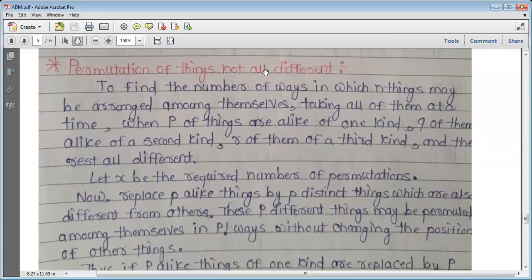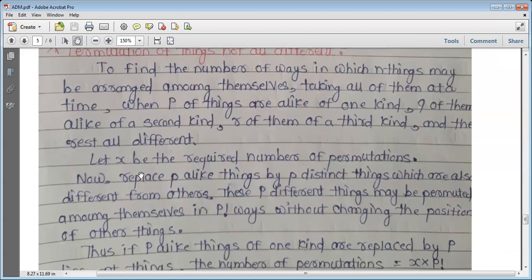Now the next topic is permutation of things not all different. Let us find the number of ways in which n things may be arranged among themselves, taking all of them at a time, when p of the things are alike. Here n things are present, in which p things are alike of one kind, q things are alike of a second kind, r things are alike of a third kind, and all the rest are different.